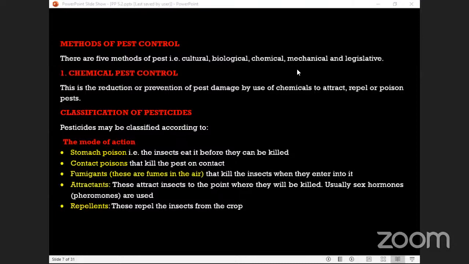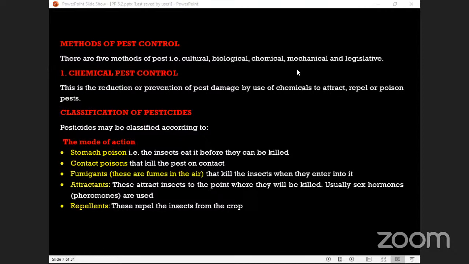Okay, so there are different methods of pest control. Here we have chemical pest control, and this is the reduction or prevention of pest damage by use of chemicals to attract, repel, or poison the pests. Classification of pesticides. These pesticides are classified according to their mode of action.